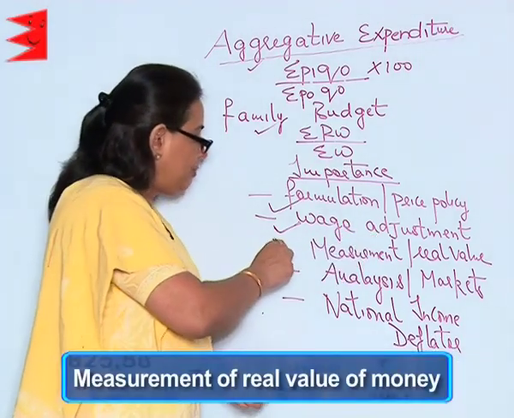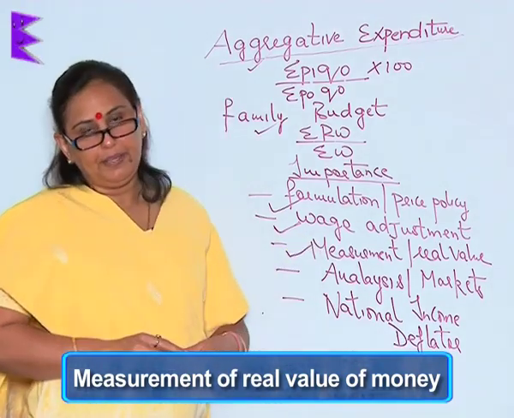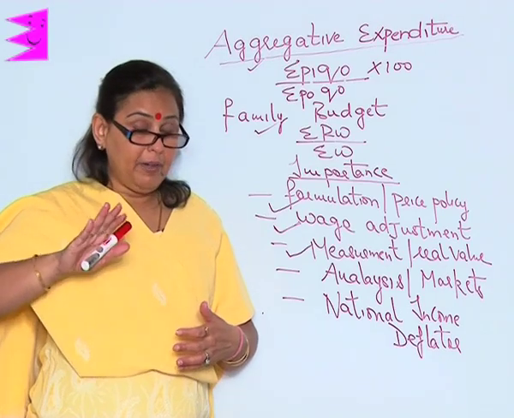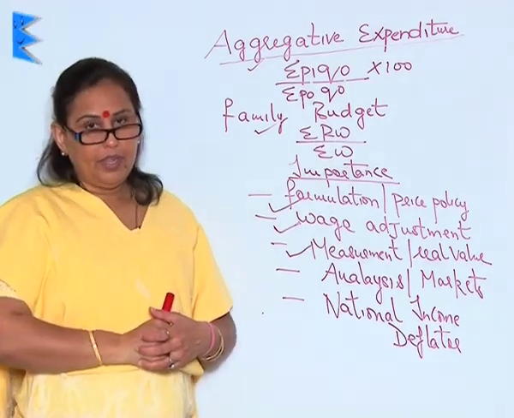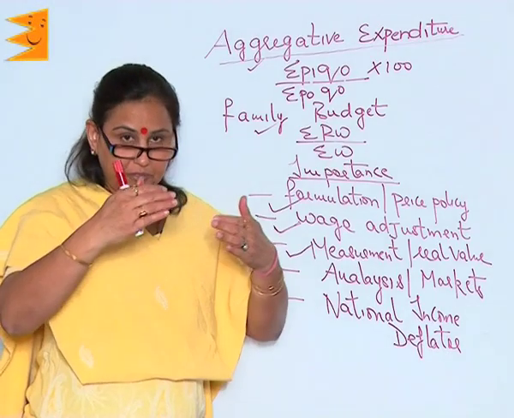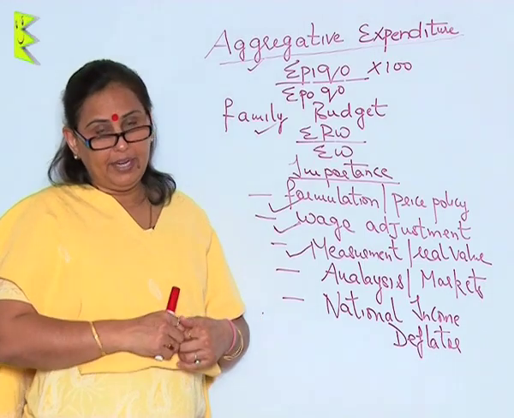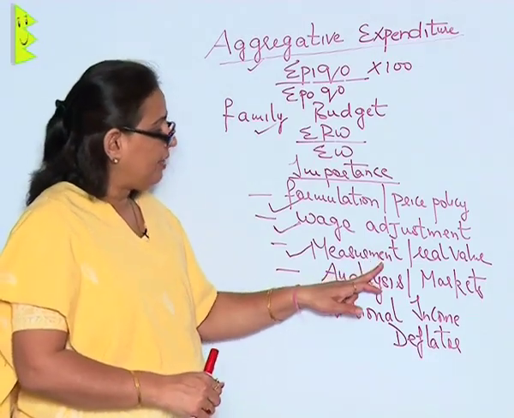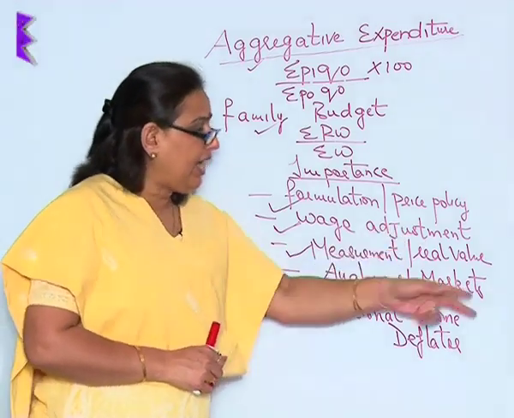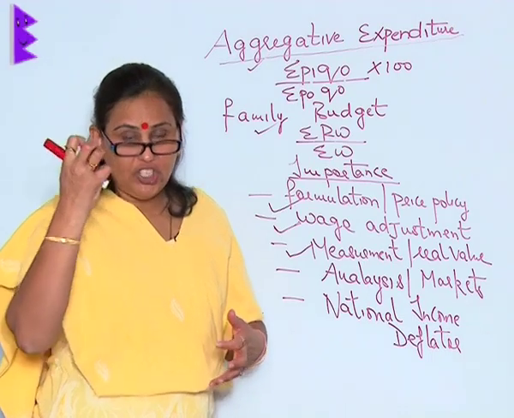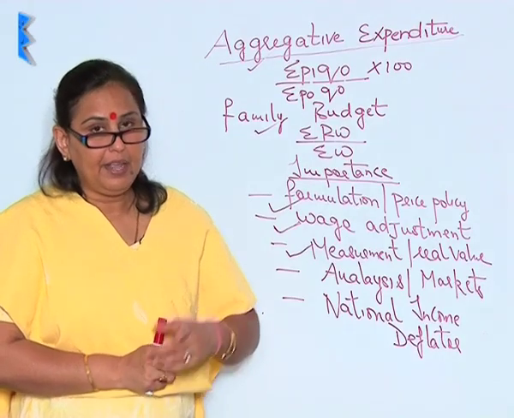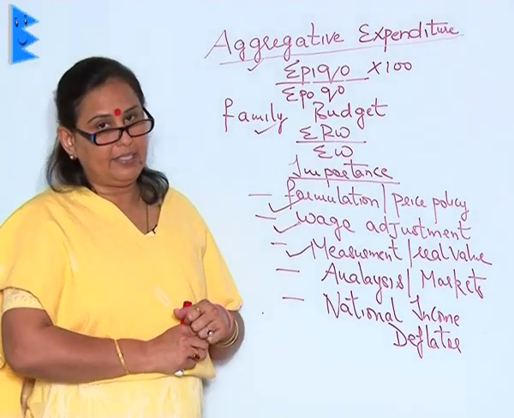Next is the measurement of the real value of money. If the prices have risen, are the people buying the same quantity? If the prices have risen, have they started buying more, or has the price led to a decline? All this is measured by the consumer price index, which means the real value of money, that is the purchasing value of money, can be calculated by studying the consumer price index.